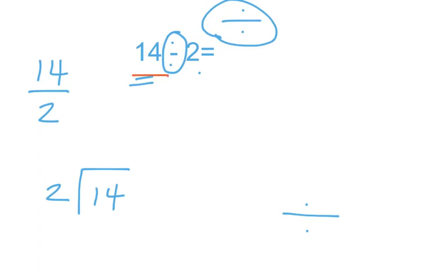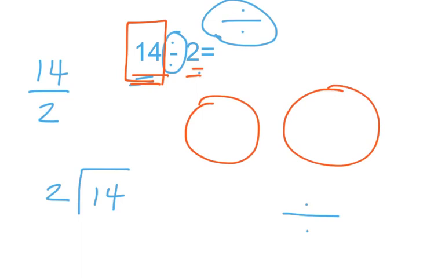So looking at this, I have 14 total items, and I'm splitting it into 2 equal groups. So it's like I'm going to give 1 to my brother and 1 to my sister, 1 to my brother, 1 to my sister until all 14 of them are gone. So here I have 2 groups. 1, 2, just like that number says, 2. Now I need to count till I get up to 14, giving 1, 1, 1, alternating between the groups.